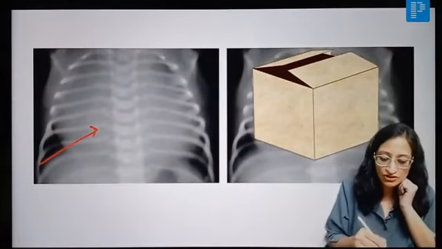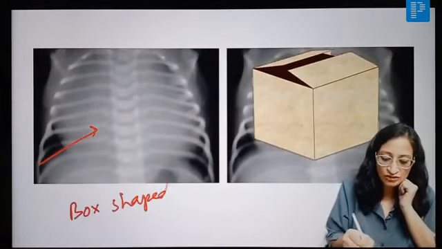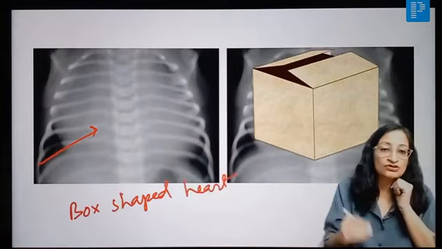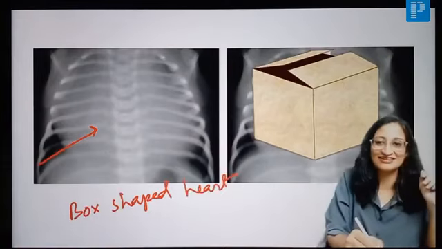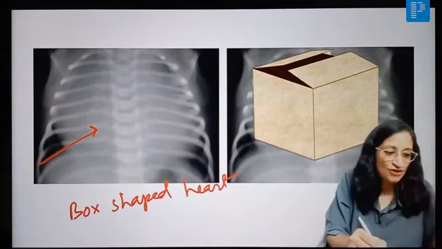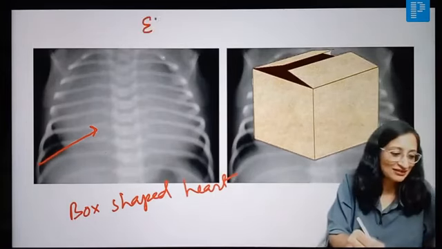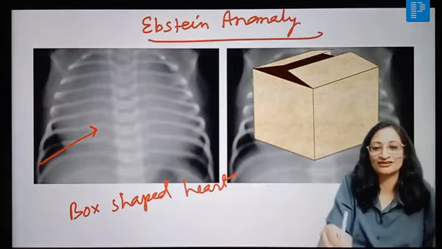What do you see here? It's a box-shaped heart. It's huge cardiomegaly involving almost the entire thorax. Which condition? Can someone answer? Two chocolates from my side then. Box-shaped heart is seen in... waiting for your reply. No one? So the chocolate to me. Ebstein anomaly, box-shaped heart.